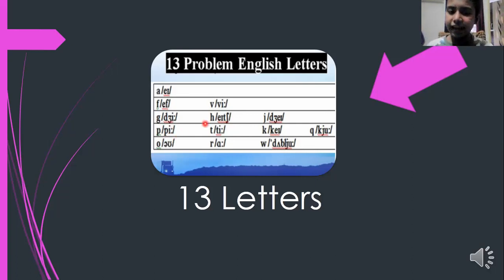And also the next one is TET. It is also given a long sound, and it is like the previous one, but only the letters are different. The only difference is T and P, but both are systematically correct. So it will be TET.